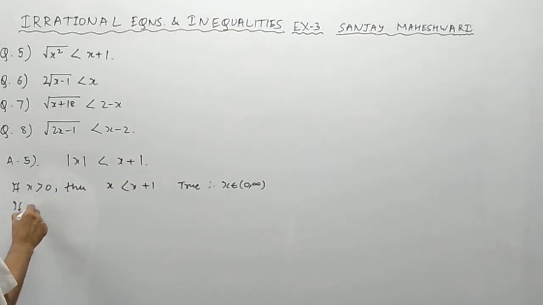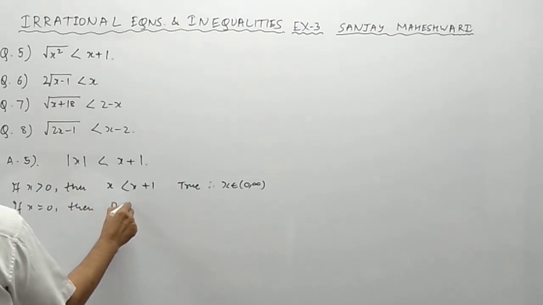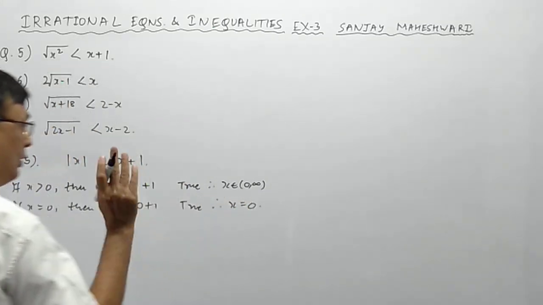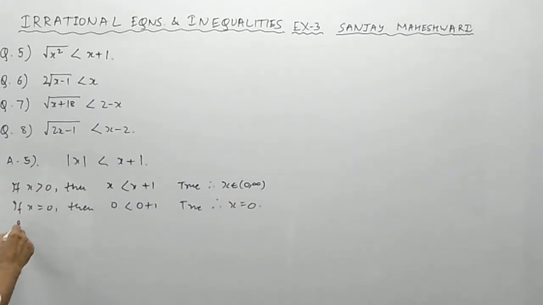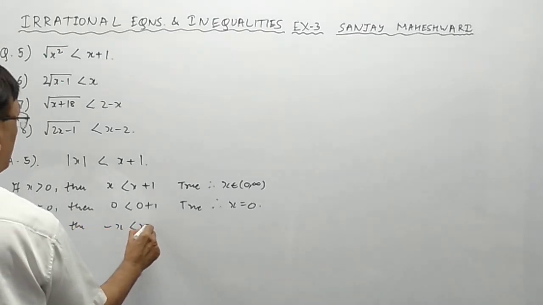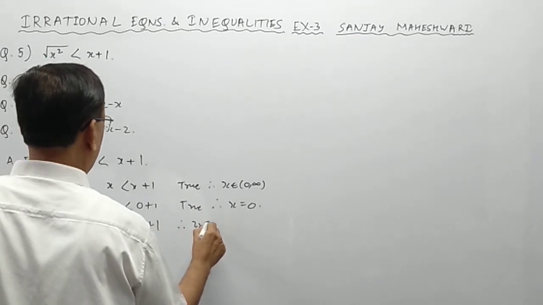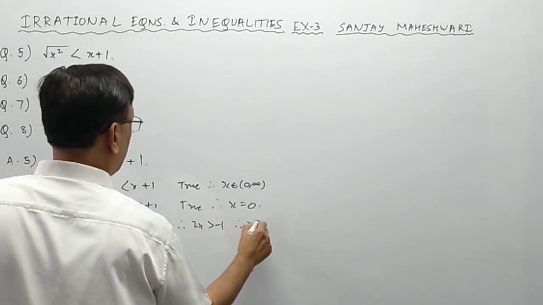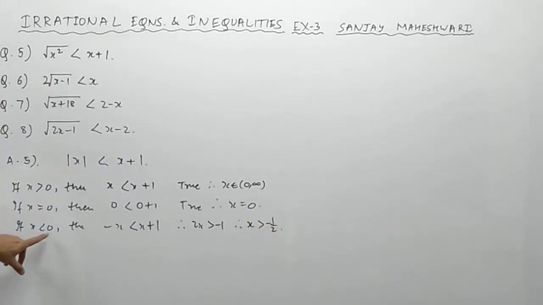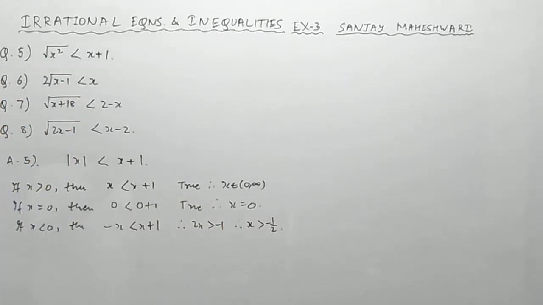Now, if x is equal to 0, then 0 is less than 0 plus 1, true. Therefore, x equal to 0 is also a solution to this problem. Then, if x is less than 0, then minus x less than x plus 1. Therefore, 2x is greater than minus 1. Therefore, x is greater than minus 1 by 2. For this part, x less than 0, x is greater than minus 1 by 2 is the solution up to 0.